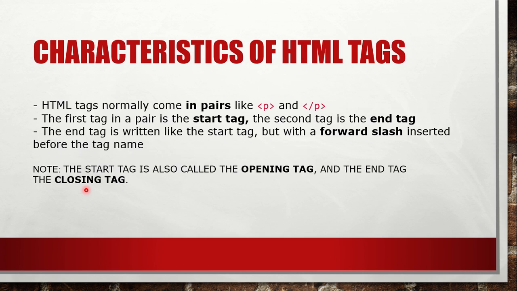So, characteristics of HTML tags. HTML tags normally come in pairs. Like I said earlier, we have an opening tag and we have a closing tag. The opening tag does not usually have a forward slash, but the closing tag usually has a forward slash, like we have here. So only anything shown in between these two tags is going to be displayed as a paragraph, because those are the only things inside the paragraph tag.